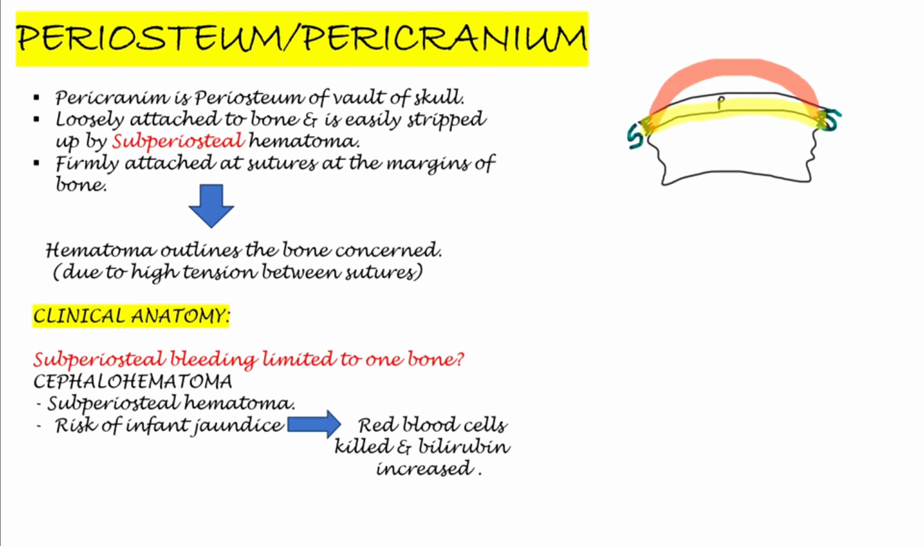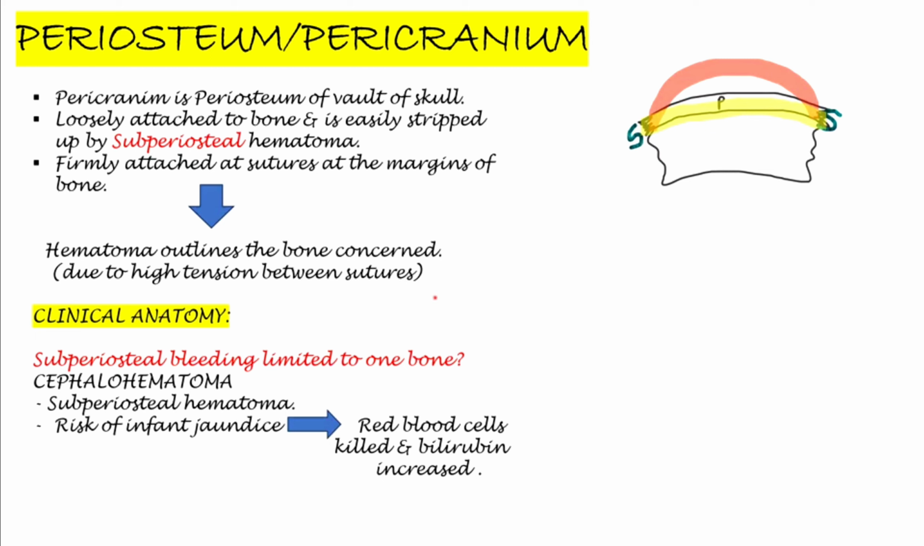The last layer of your scalp is the periosteum or pericranium. The pericranium is the periosteum of your skull vault. It is loosely attached to the bone and is easily stripped off by a subperiosteal hematoma. This periosteum is firmly attached to the bone at the sutures. So, in case of subperiosteal hematoma, the blood pools up between the sutures and the hematoma takes the shape of the bone concerned. This is due to tension between these sutures.